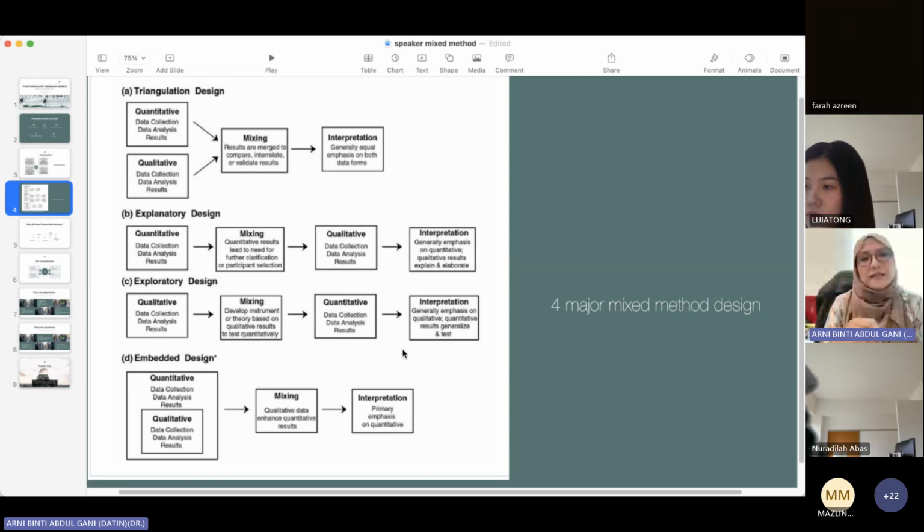Basically, in embedded design, it can be either quantitative as main and the qualitative can be complementary, or the other way around. And then you're going to mix them, and say the qualitative is complementary or secondary, so-called. So the qualitative data enhance the quantitative results, and you come up with the interpretation. Eventually, in this particular design, whatever the core element or the core component of the design is, either quantitative or qualitative, that will be emphasized when you do your interpretation.